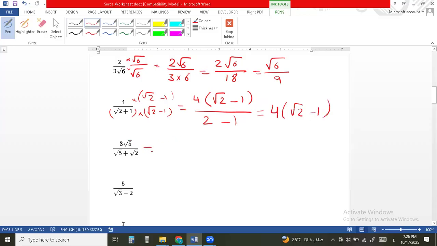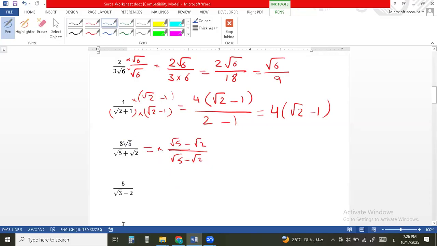All right. Next one here. Mister, how can I rationalize this? Multiply by root of 5 minus root of 2, up and down. Root of 5 minus root of 2. So what is the answer going to be? I'm going to get a different color to avoid confusion.